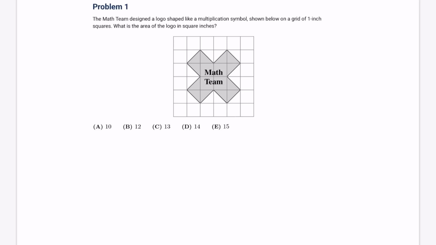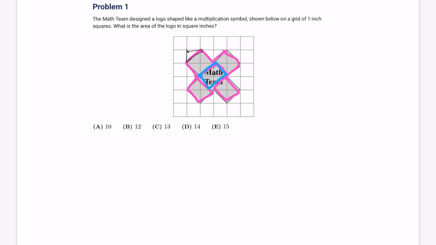Problem 1. The math team designed a logo shaped like a multiplication symbol, shown below on a grid of 1-inch squares. What is the area of the logo in square inches? First, we can split up the multiplication sign into 5 squares of congruent area, as shown here. Then we can find the side length of these squares.